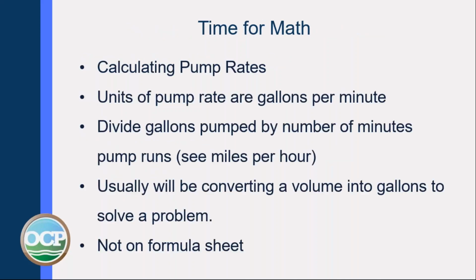A little math time. We're going to calculate pump rates. The units of the pump rate are gallons per minute. You divide the gallons pumped by the number of minutes the pump runs. Usually we'll be converting a volume into gallons to solve the problem. This type of math is not on your formula sheet.